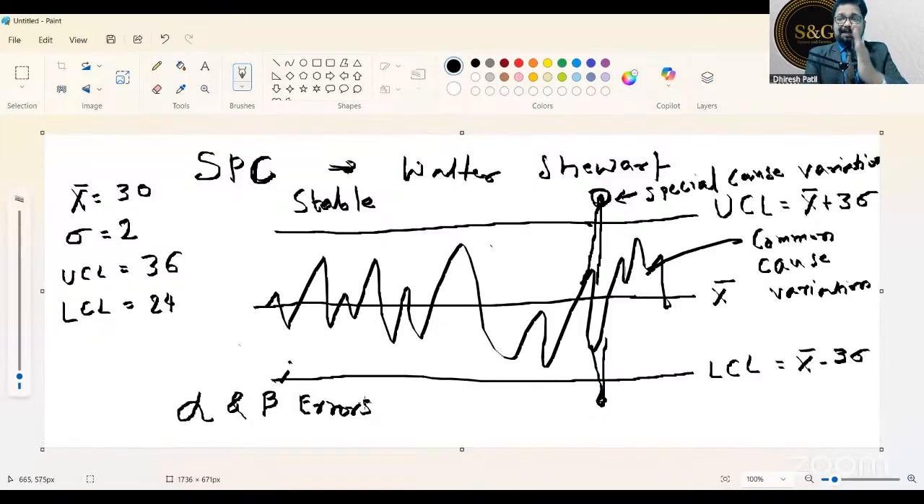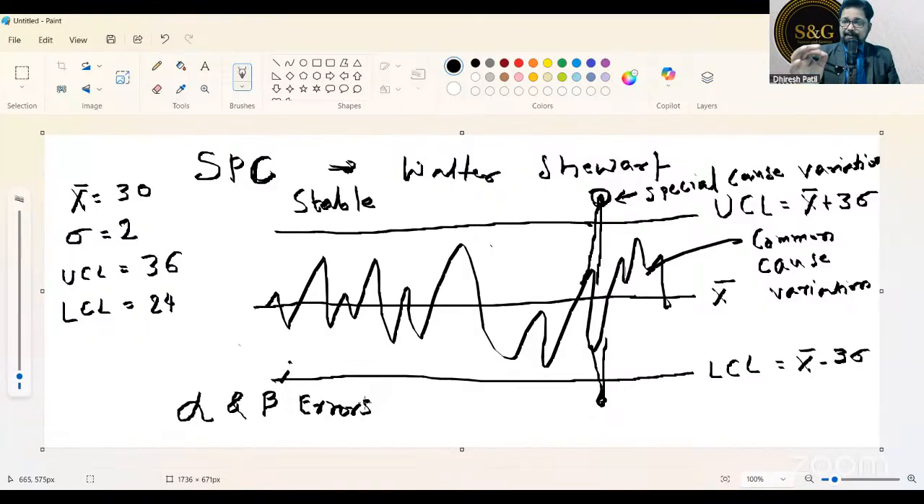Alpha and beta error of sampling. The answer to that is, you have to memorize this. I'll explain the meaning to you later. What you need to answer is, at +3 and -3 standard deviation, it balances out alpha and beta error.